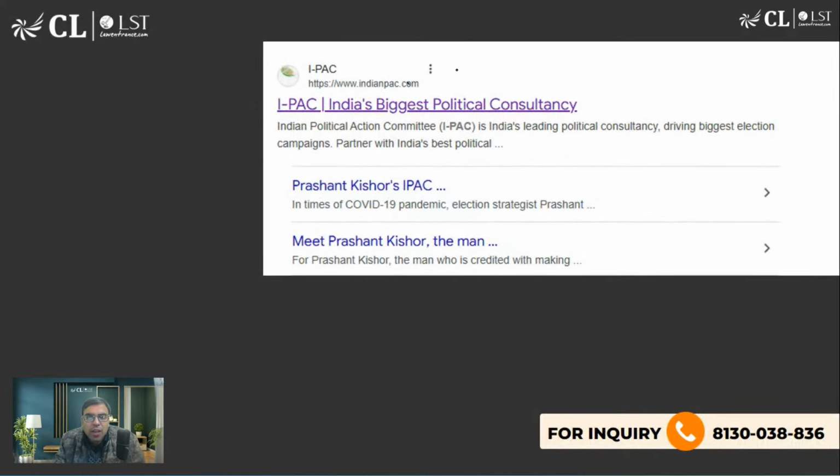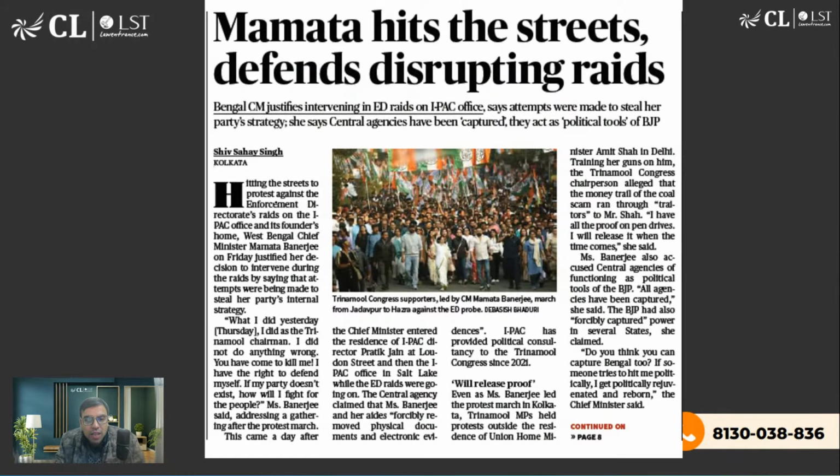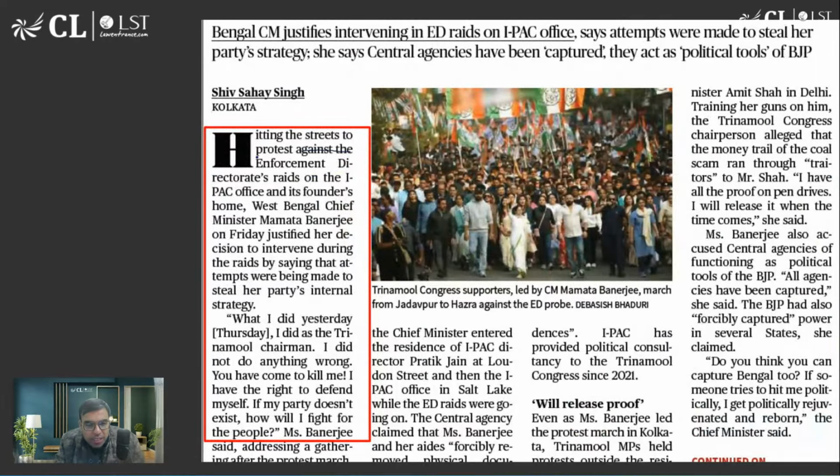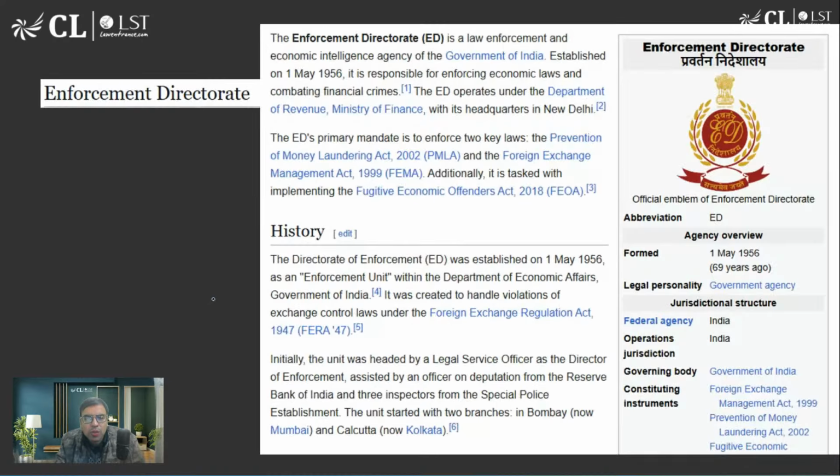Now, according to them, this is India's biggest political consultancy, and they help politicians or political parties fight elections. Okay, so that is what is being talked about here. We'll be discussing the Enforcement Directorate. It has actually taken political color, so we are not going into that detail, but we'll be discussing the Enforcement Directorate.